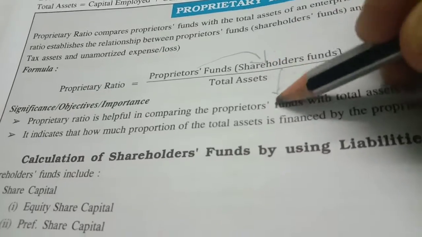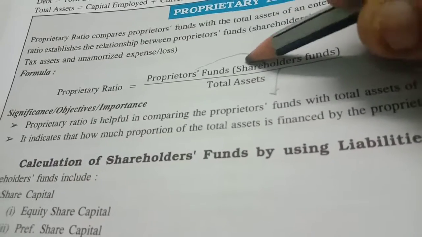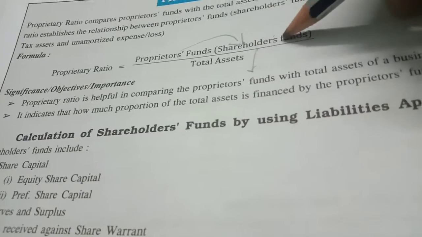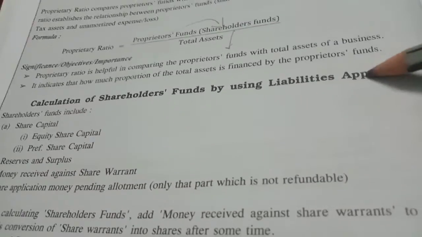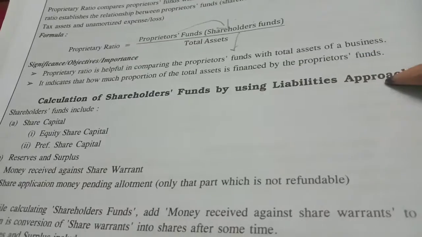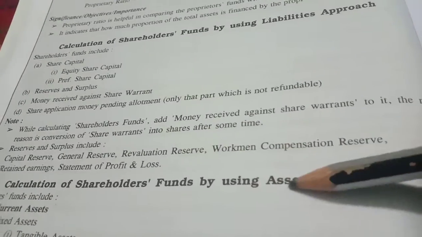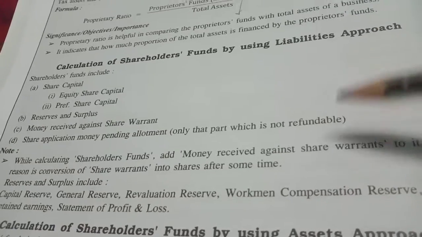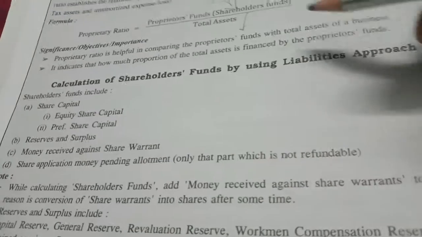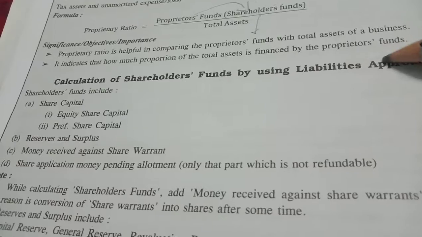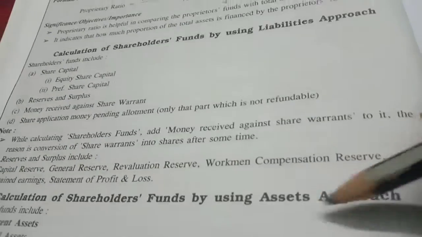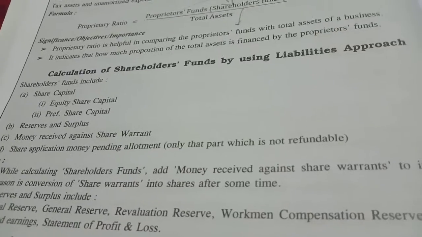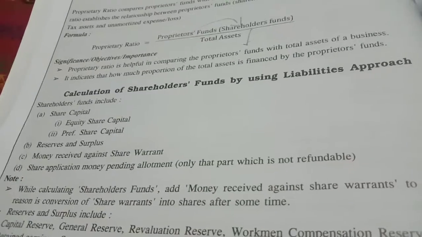Next we are going to see how to calculate the shareholders' fund. In order to calculate the shareholders' fund, there are two types of approaches. One is the liability side approach and the next one is the asset side approach. As per the problem, we have to decide whether the liability approach or the asset side approach can be used. But you should be very thorough in both approaches.